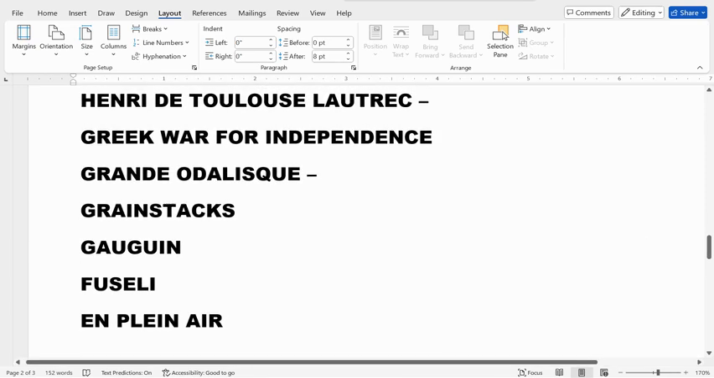Henri de Toulouse-Lautrec. He was the little guy. And what did he make art about? All of that is correct.